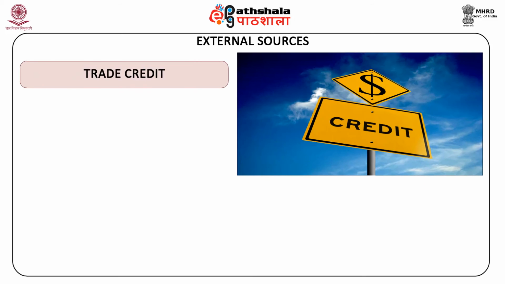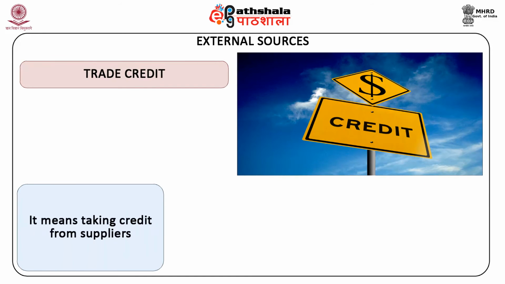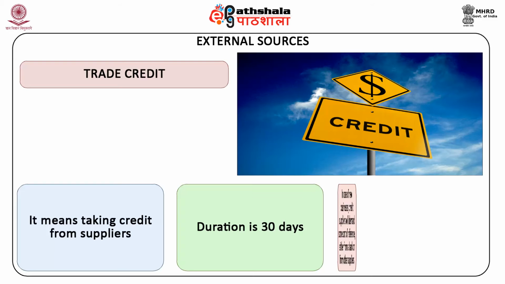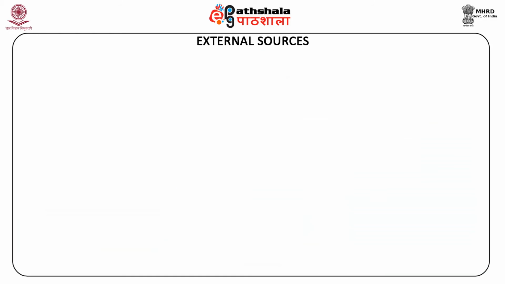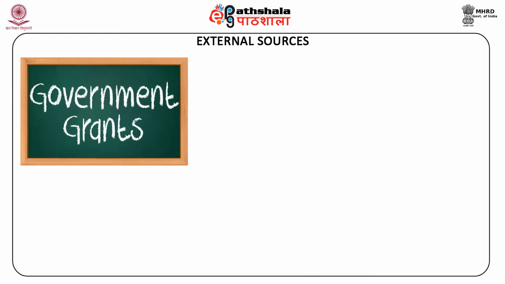Fifth is trade credit. It means taking credit from suppliers. Typically, its duration is 30 days. In case of a new business, credit suppliers will demand some sort of reference, either from a bank or from other suppliers. Sixth is government grants.